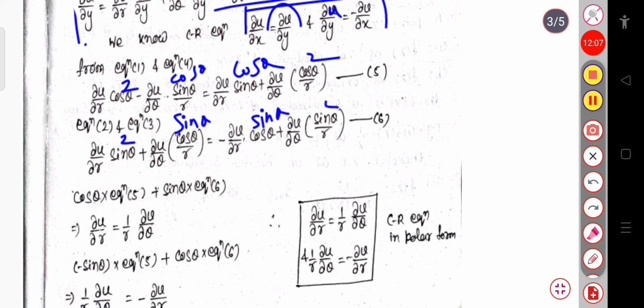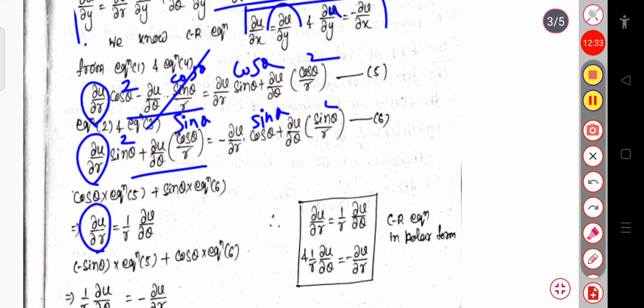Now simply adding these two equations, taking this ∂u/∂r common, you will get cos²θ + sin²θ is 1. So the first term is ∂u/∂r. The second term is minus ∂u/∂θ sinθ cosθ by r in equation 5, and in equation 6 it is ∂u/∂θ sinθ cosθ by r. This is the positive term. So this positive and negative term get cancelled.